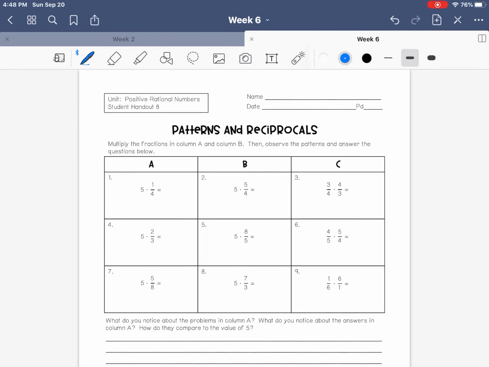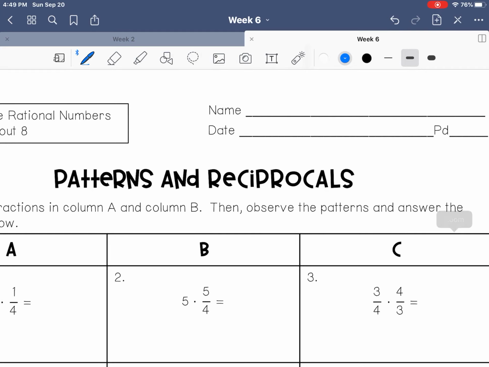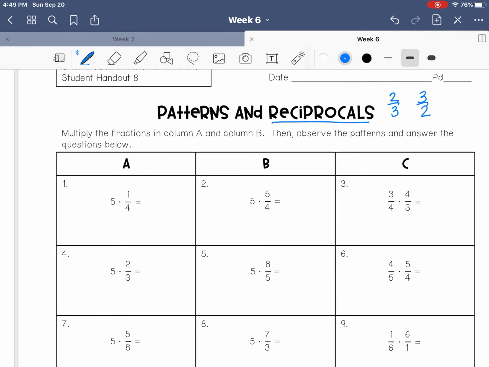I want to talk to you today about patterns and reciprocals. Just a quick lesson on reciprocals. The reciprocal of every fraction is just the fraction turned upside down. So a reciprocal is, for instance, a reciprocal of 2/3 is 3/2. So that's what a reciprocal is. We'll talk a little bit more about that in a minute.